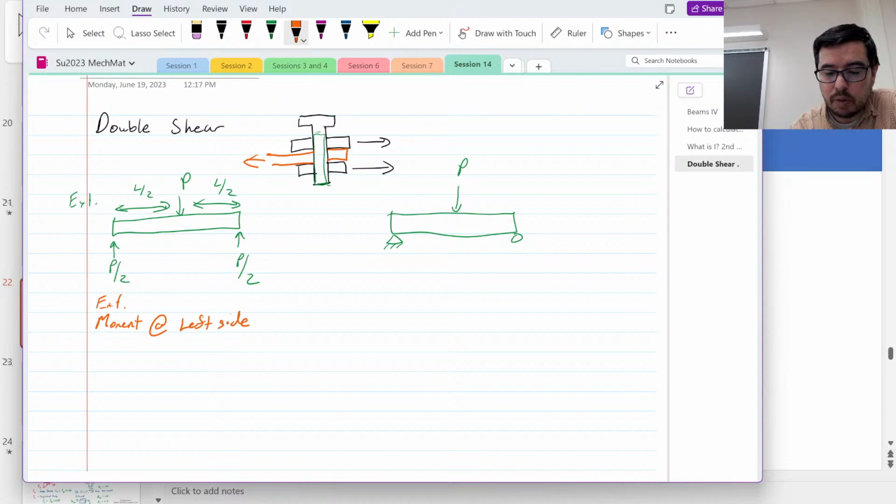Then we just have 0 is equal to minus P times L/2 plus P/2 times L, or whatever that would be, the R, right? And that has to equal 0. Okay, so that works out.